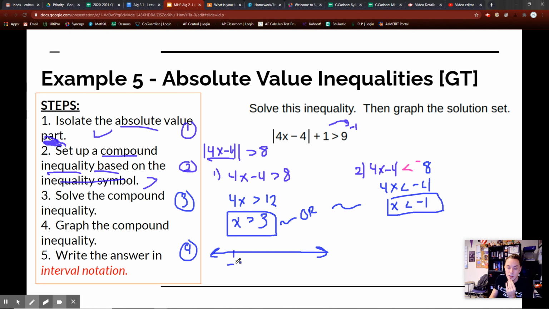First of all, I have negative 1. I have 0 for reference, and then I have 3. Let's do that. All right. Now, negative 1 comes first on the number line, so let's do that one first.